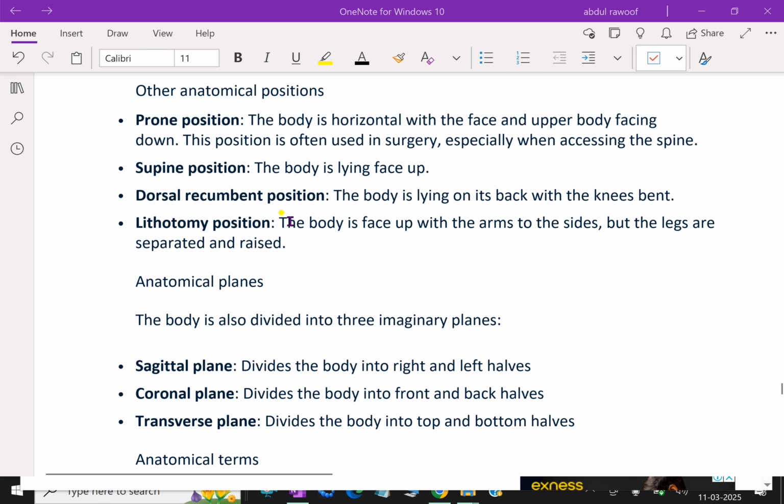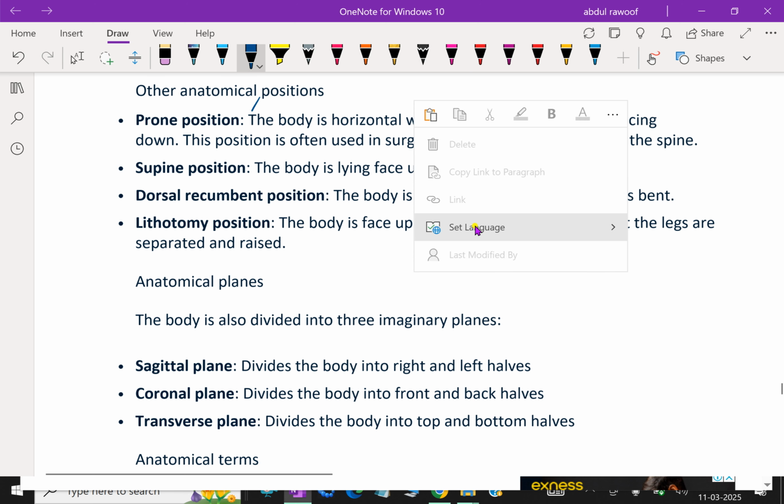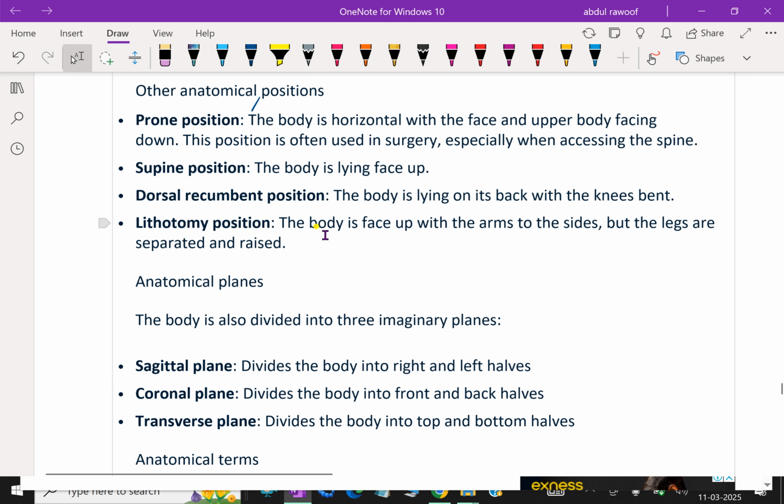Other anatomical positions. First, prone position. The body is horizontal with the face and upper body facing down. This position is often used in surgery, especially when accessing the spine. Next, supine position. The body is lying face up. Dorsal recumbent position. The body is lying on its back with the knees bent. Lithotomy position. The body is face up with the arms to the sides, but the legs are separated and raised.